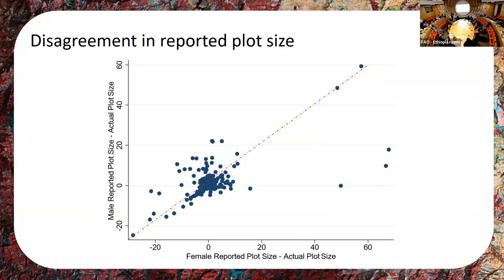Next we look at plot size. We're actually able to see the actual plot size using our GPS walks. So this axis is the size that the female reports minus the actual size, and we have the same for men. So the point of 0, 0 means that they both report the same size, and in addition, they both report an accurate size. Anything else on the dotted line is agreement, but maybe it's incorrect. Anything over the line means the man reports a larger plot compared to reality than the woman, and vice versa. So as you can see, there's a lot of disagreement in plot size.